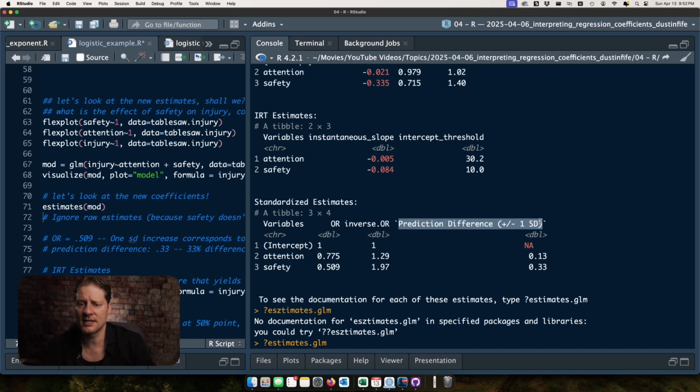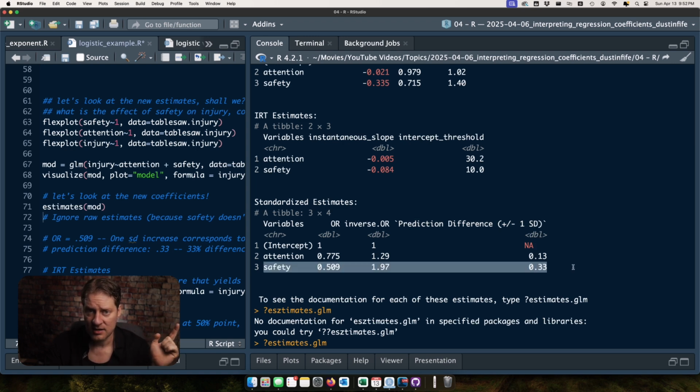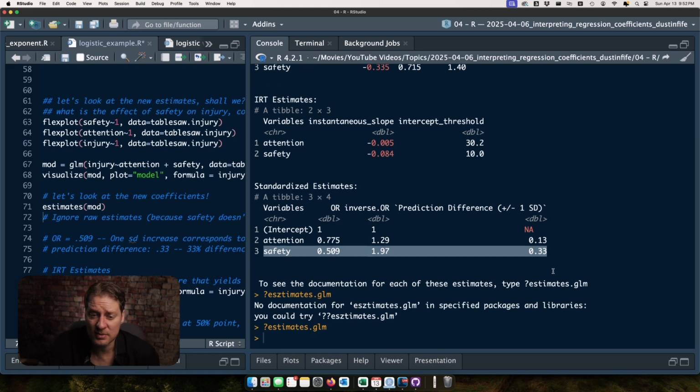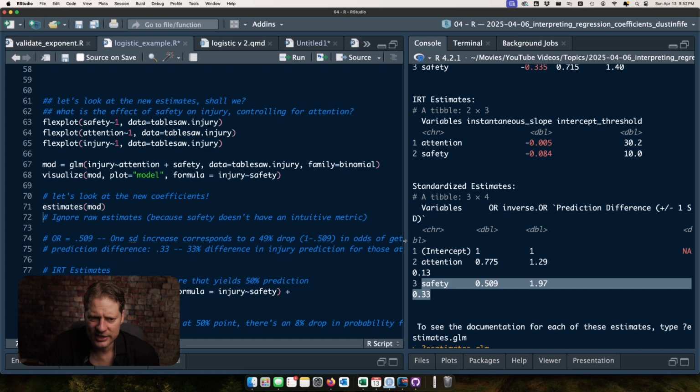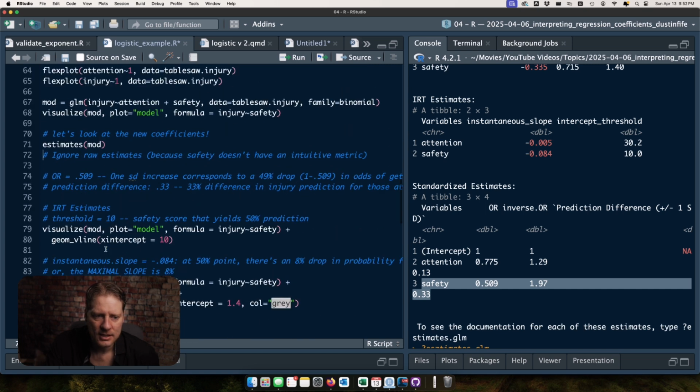Basically, what that's doing is predicting the probability of getting injured for somebody who is 1 standard deviation below on safety versus 1 standard deviation above. So they're 2 standard deviations apart, and we want to see how much their probabilities change. It's a 33% decrease from negative 1 to positive 1 standard deviation. That's pretty big. If you can increase your safety score by 2 full standard deviations, you reduce your chances of getting injured by 33%. That's pretty cool. Holding attention constant, by the way.